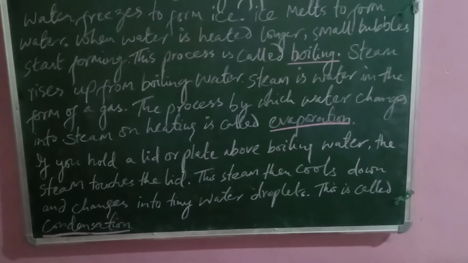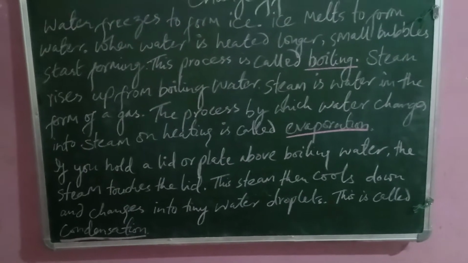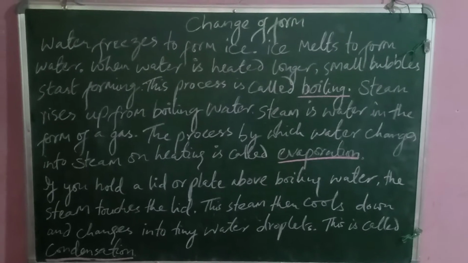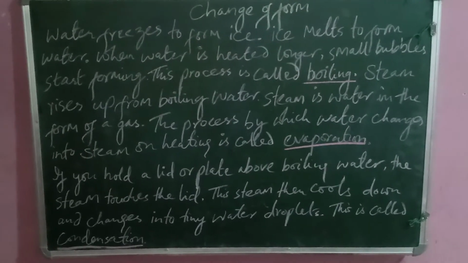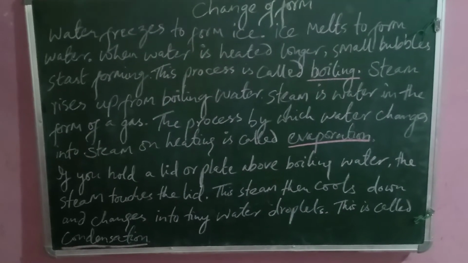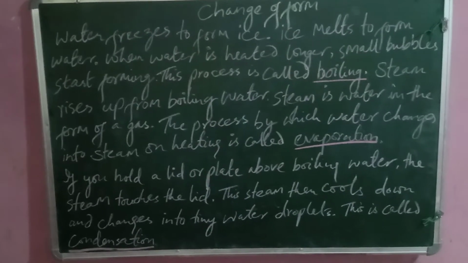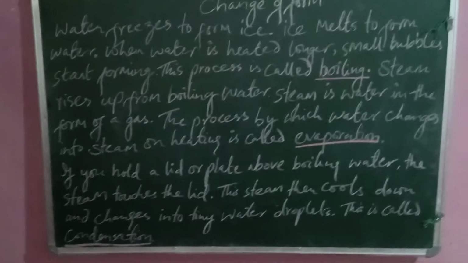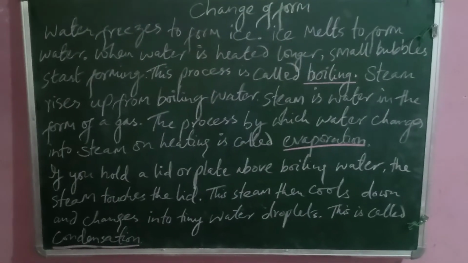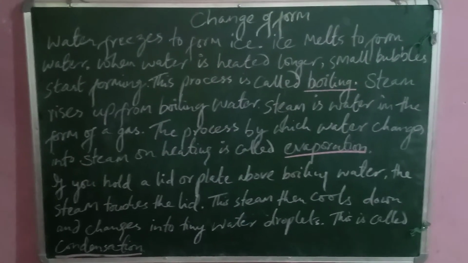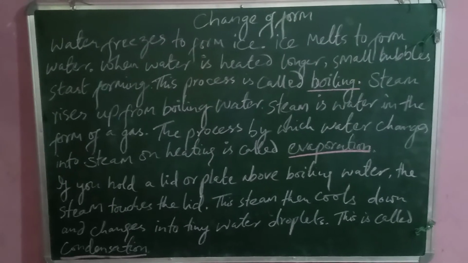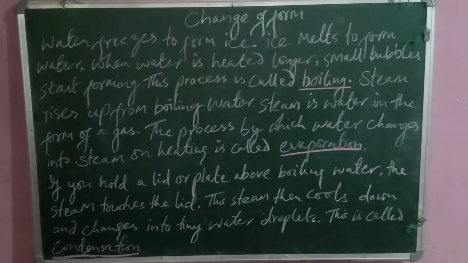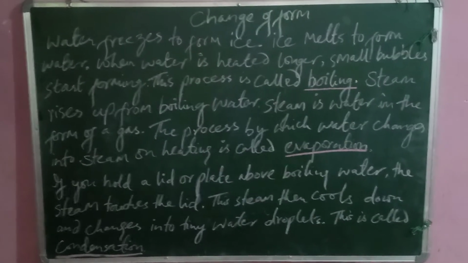So this is how the changes of form occur, and we will get to know how the solid changes into liquid, then liquid changes into gas, and again gas changes into liquid. So there are three forms of water: solid, liquid, and gas. Changes of form from one to another happen by heating or cooling.